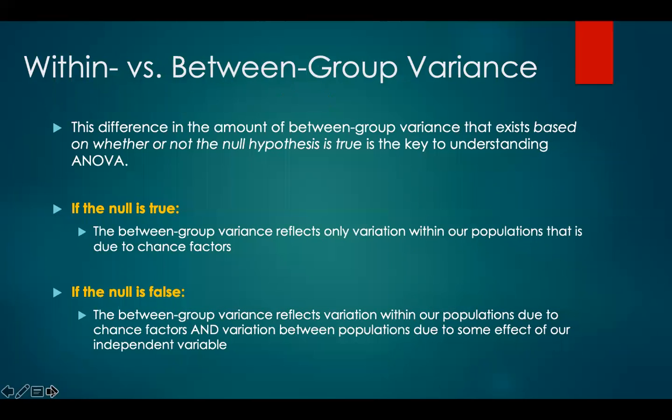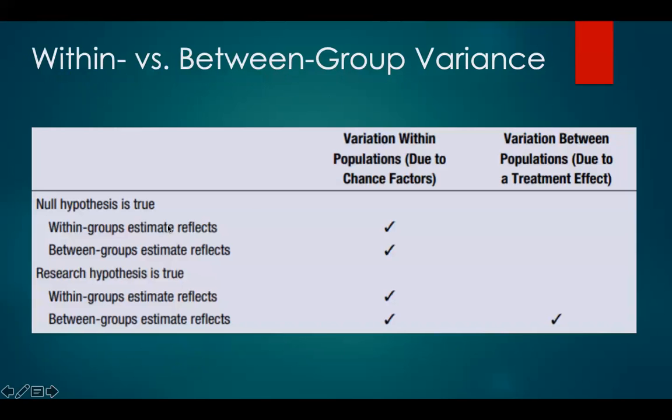Now, the difference in the amount of between groups variance that exists based on whether or not the null hypothesis is true is the key to understanding ANOVA. So if the null is true, the between group variance only reflects variation within our populations that is due to chance factors. But if the null is false, the between group variance reflects variation within our populations due to those chance factors, but also variation between populations due to some effect of our independent variable. So here is a table from the textbook to conceptualize this.